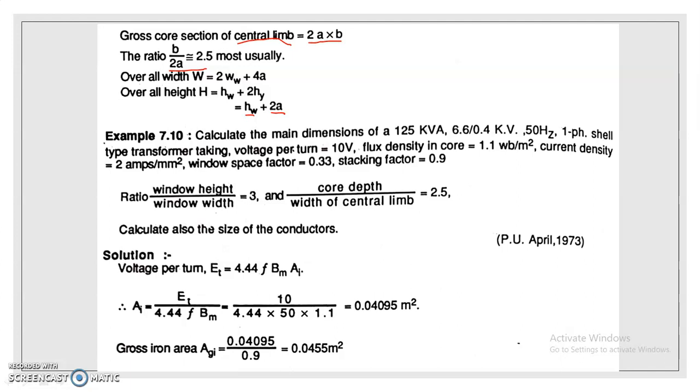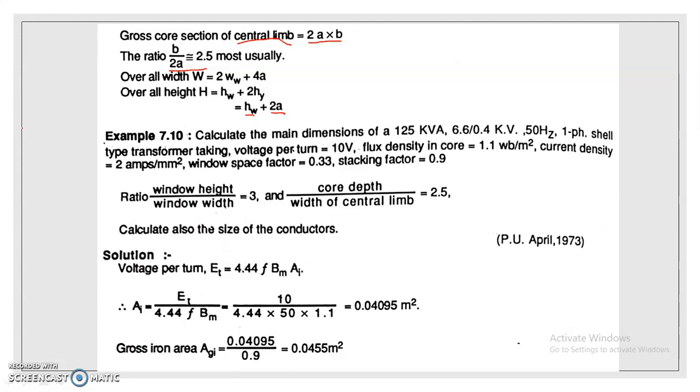Just go for the solution. Voltage per turn, that is ET, equals 4.44 F BM into AI. We know ET, the EMF per turn, is given as 10 volt. Frequency is given, BM, the flux density, is also given. The unknown part is AI. To calculate AI, just rearrange this formula and put in the values of ET, F and BM. You will get AI as 0.04095 meter square.